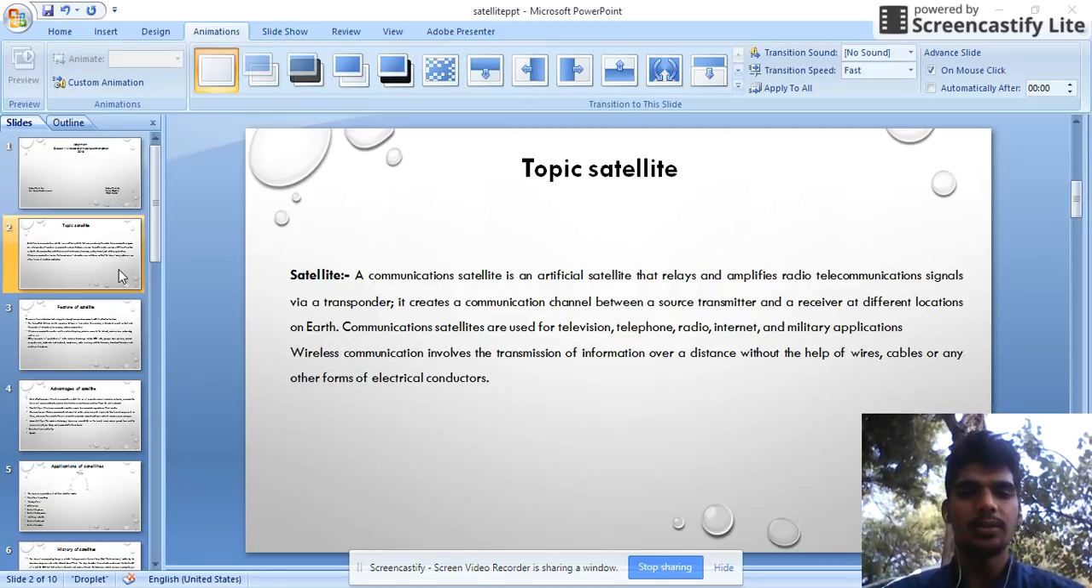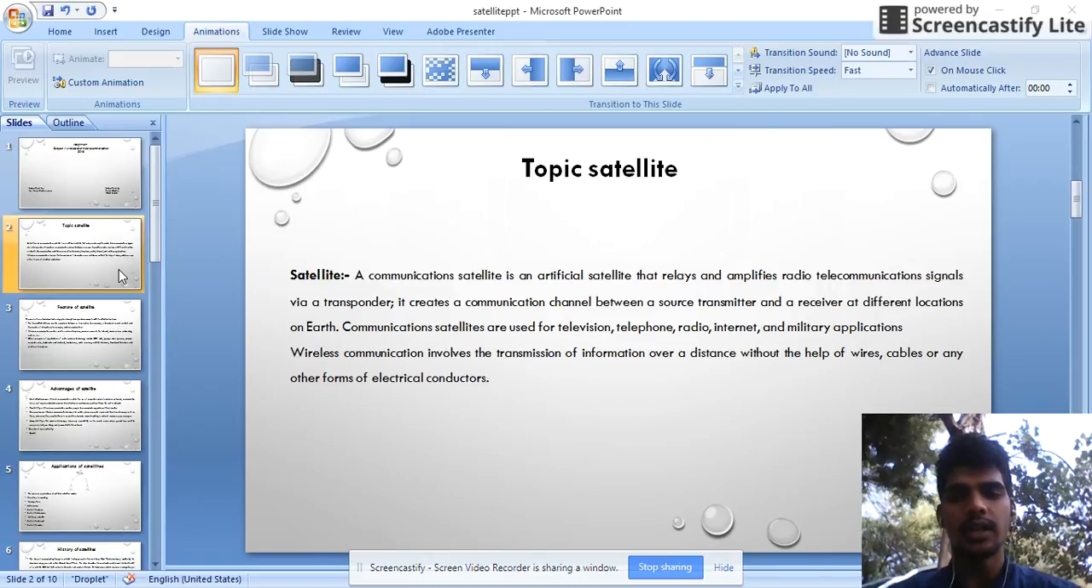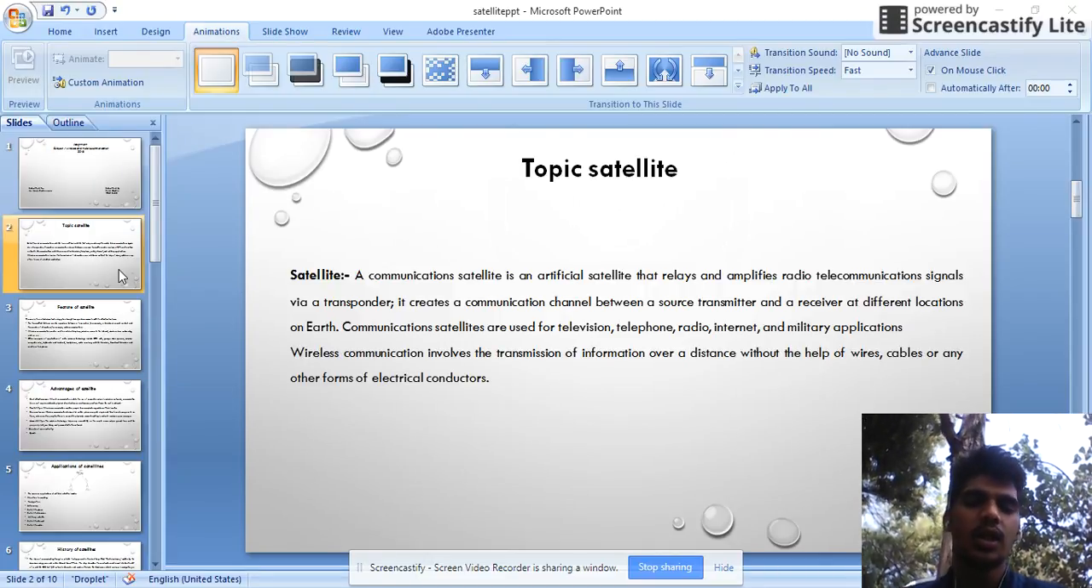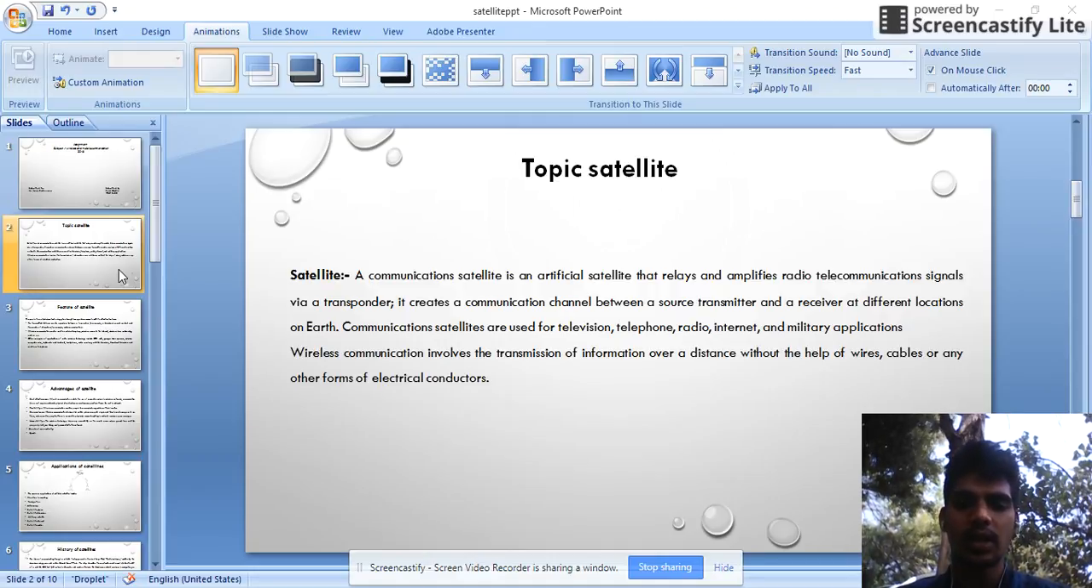A satellite is an artificial satellite that relays and amplifies radio telecommunication signals via a transponder, which creates a communication channel between a source transmitter and a receiver at different locations on Earth. Communication satellites are used for television, telephone, radio, internet, and military applications.